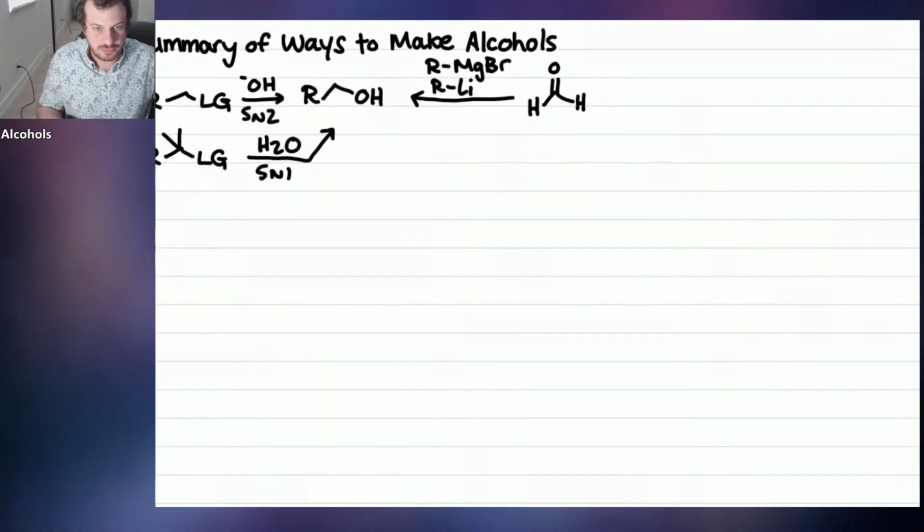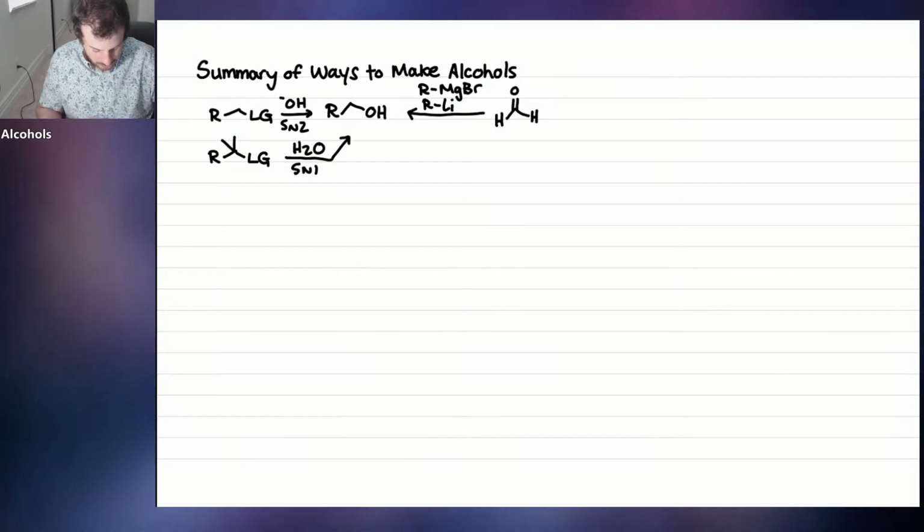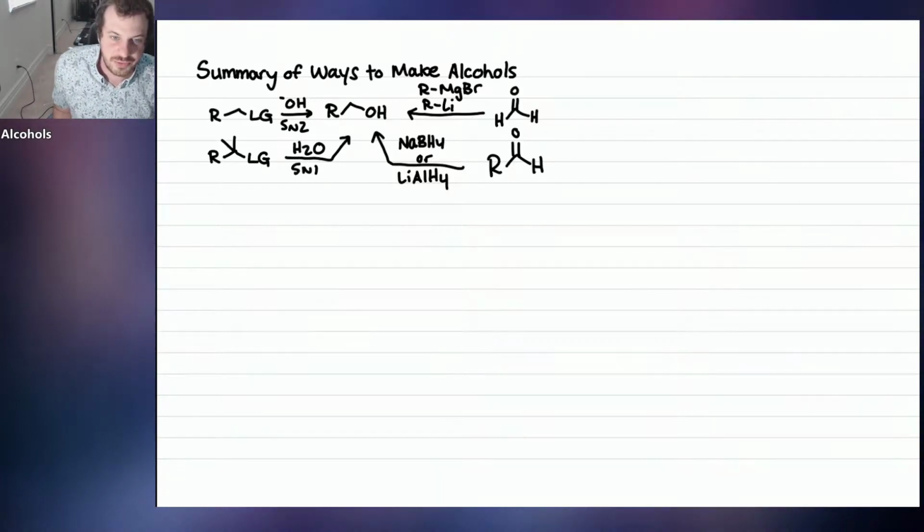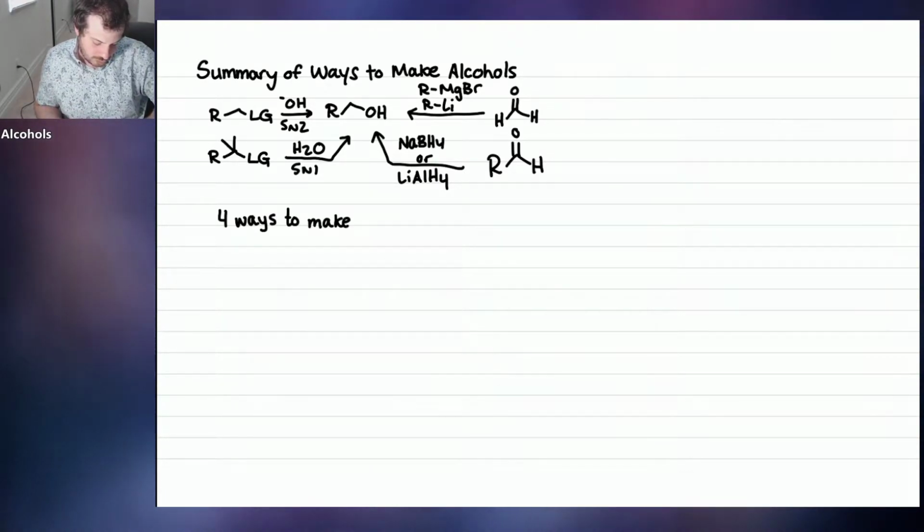We also saw that we could use hydride reagents. For example, if we had the following substance, and we treated it not with an organometallic, but rather NaBH4 or LiAlH4, we could turn the aldehyde or ketone into an alcohol. And so these are the 4 ways in this class that we've learned to make an alcohol so far. So 4 ways to make alcohols. I'll just say ROH.